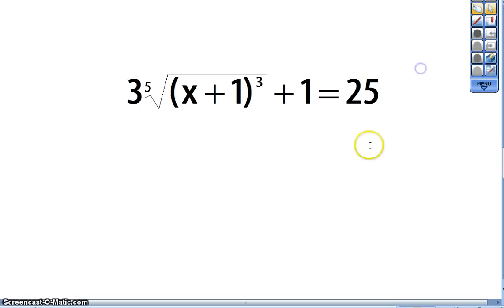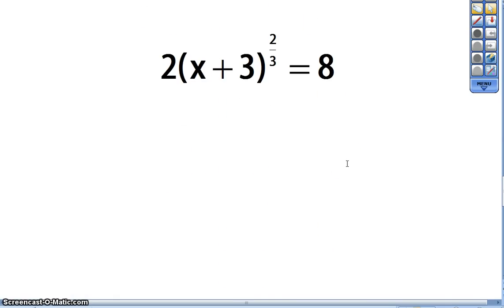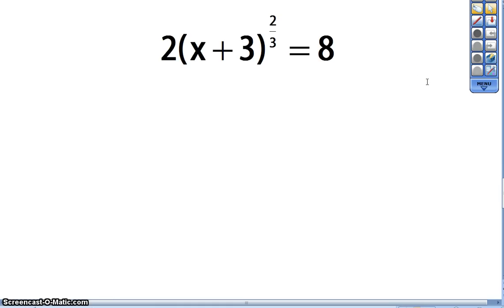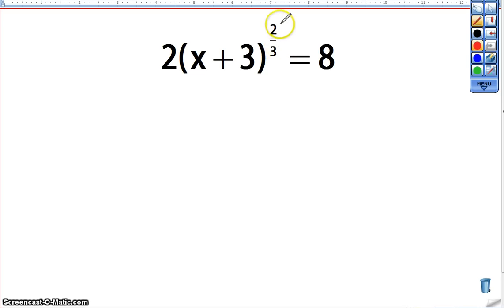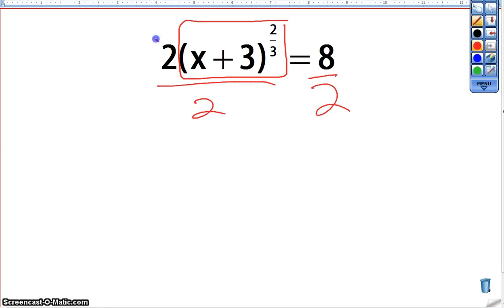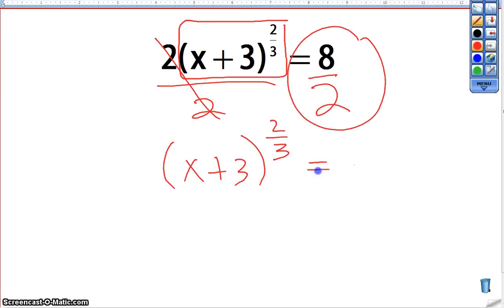I've got 3 problems left to go here. 2 is going to be easy, 1's going to be easy, 2 might be kind of difficult. Here's the next one. Here's your house. A little bit of a review here. Here's your house, or here's your box. I'm going to get rid of the 2 by dividing both sides through by 2. I have x plus 3 to the 2/3 power equals 4. To get rid of a 2/3, you're going to times it by 3/2.